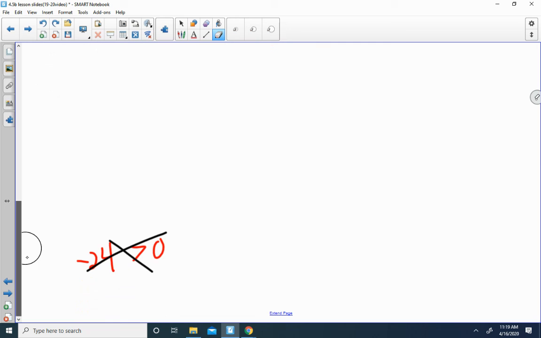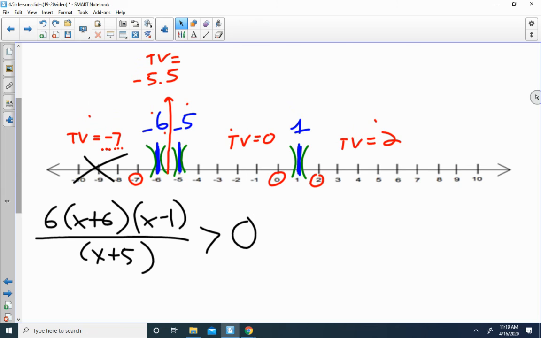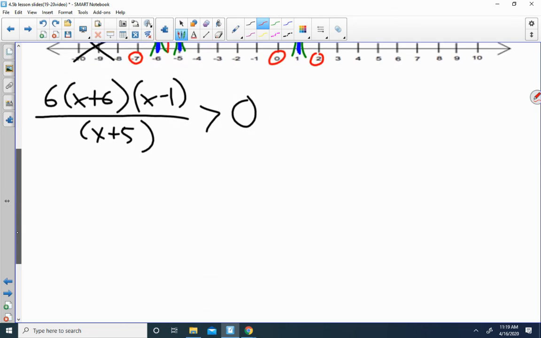So that takes care of the first interval. Now let's do the second interval. Okay, where my test value is now -5.5. We're definitely going to need a calculator for this one.